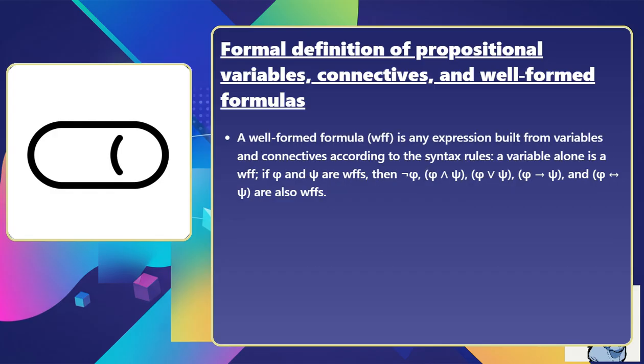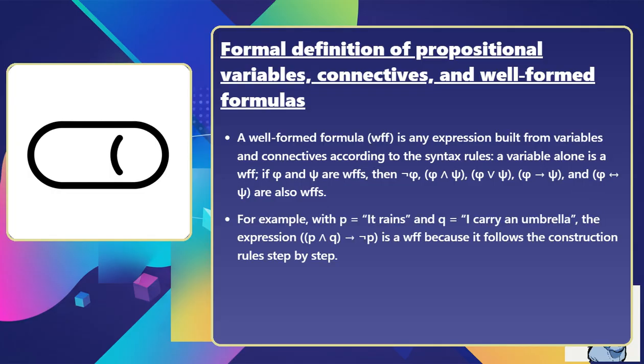A well-formed formula, WFF, is any expression built from variables and connectives according to the syntax rules. A variable alone is a WFF. If phi and psi are WFFs, then not phi, phi and psi, phi or psi, phi implies psi, and phi if and only if psi are also WFFs. For example, with P equals it rains and Q equals I carry an umbrella, the expression P and Q implies not P is a WFF, because it follows the construction rules step by step.